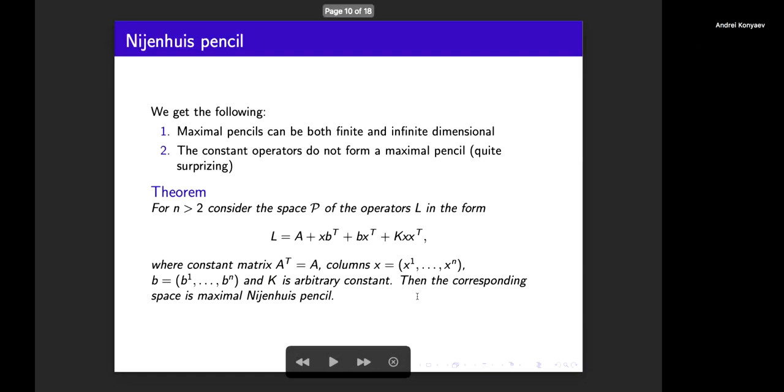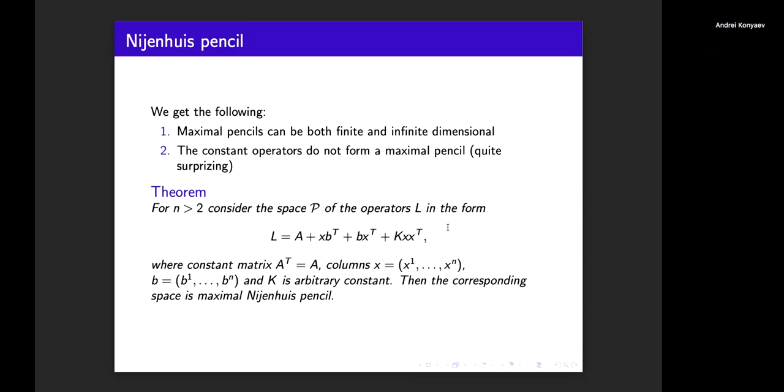Okay, now, what have we got so far? We introduced the Poisson pencils, the Nijenhuis pencils, and we discussed that those pencils can be infinite dimensional, and maximal pencils. And the constant operators form a maximal pencil, quite surprising, for me at least, maybe not for you.